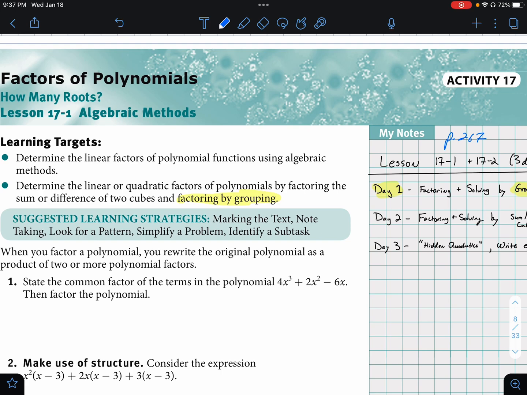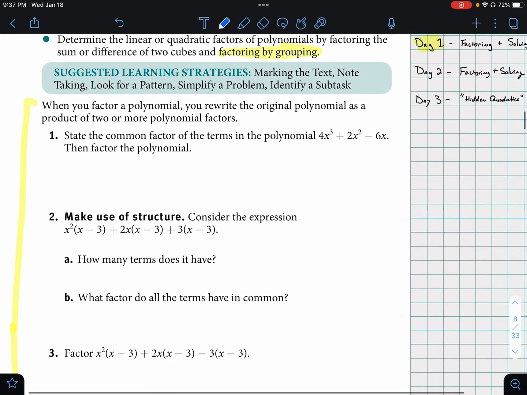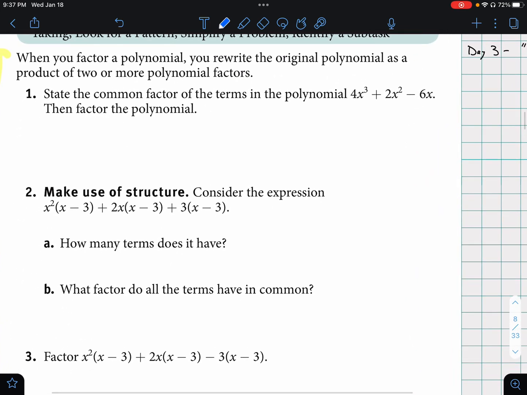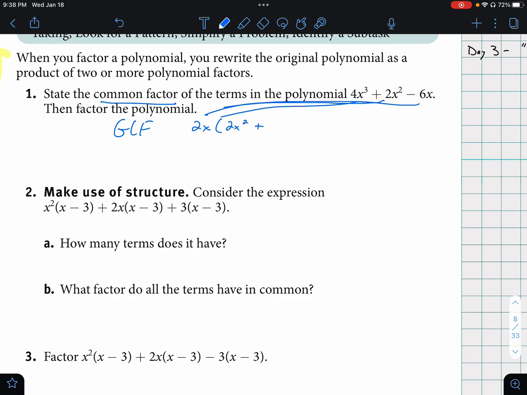We're not going to do all of the lessons, but we're starting on page 267 here. So again, we're going to start with refreshing ourselves about some other factorings. We're going to do what's called the greatest common factor, or GCF. So as I look at something like this, it has a GCF of 2 and x that can be divided out of all 3 terms. And so I wind up with 2x squared plus x minus 3.